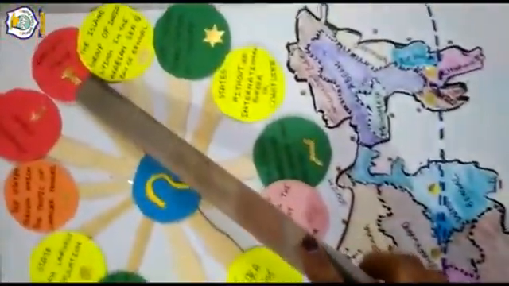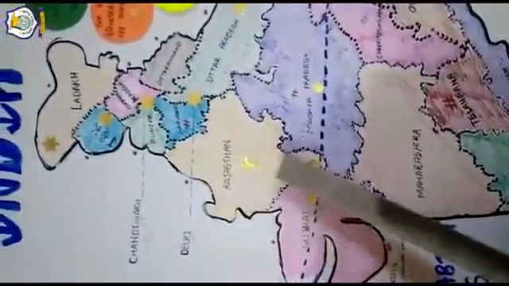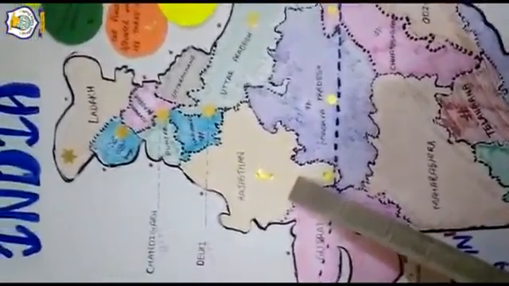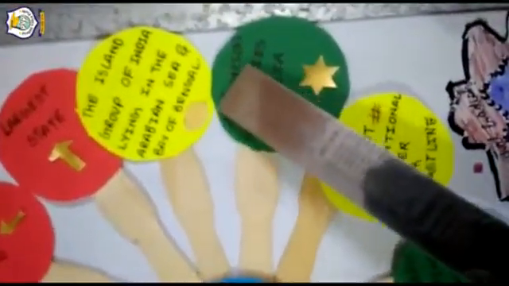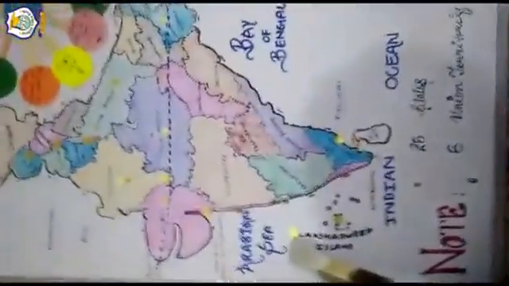Now next question, largest state. So here you can see Rajasthan is the largest state in terms of area. Now moving ahead to the next point, the island groups of India lying in the Arabian Sea and Bay of Bengal.